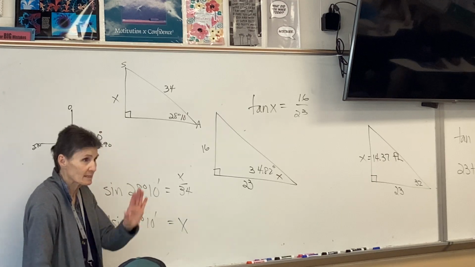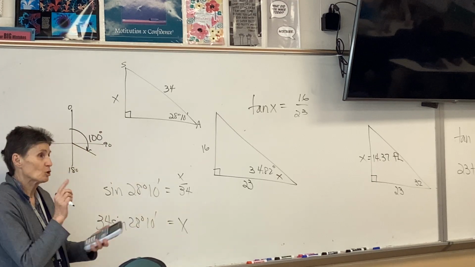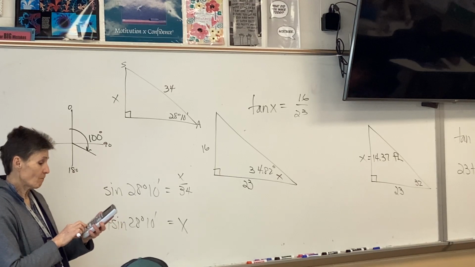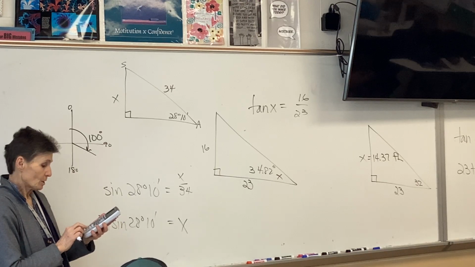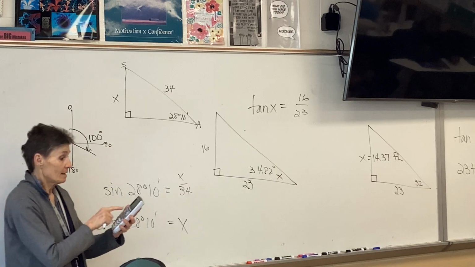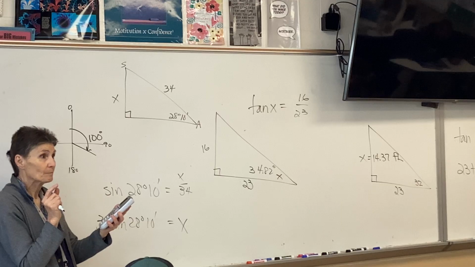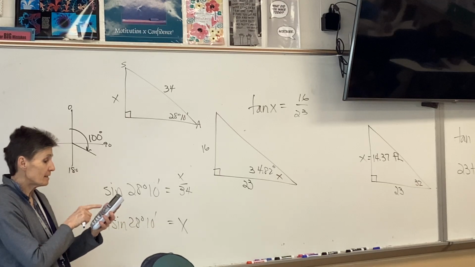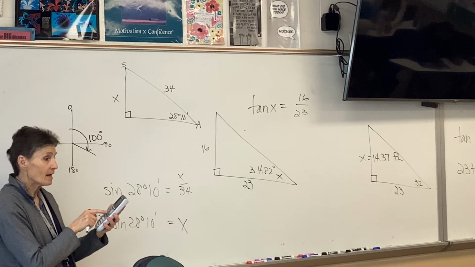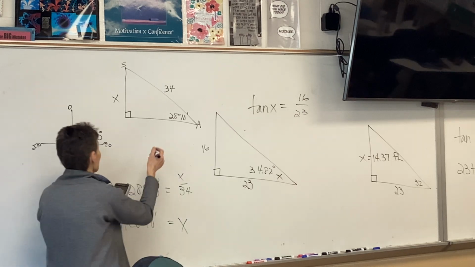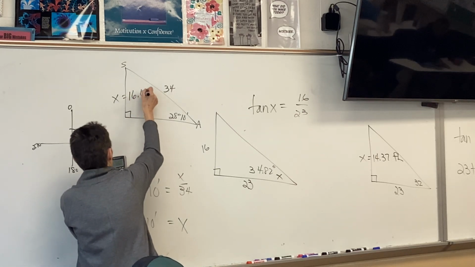Now, if the bell rings, hang on. You gotta make sure you remember how to type this in. 34 sine 28, second apps degrees, 10, second apps minutes. And you should get 16.05.